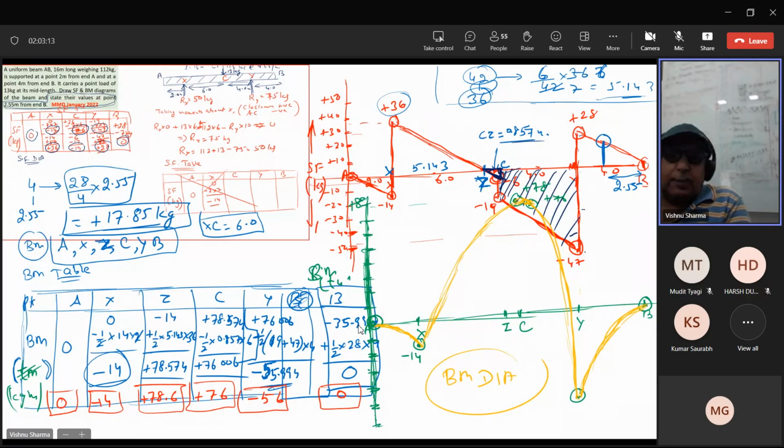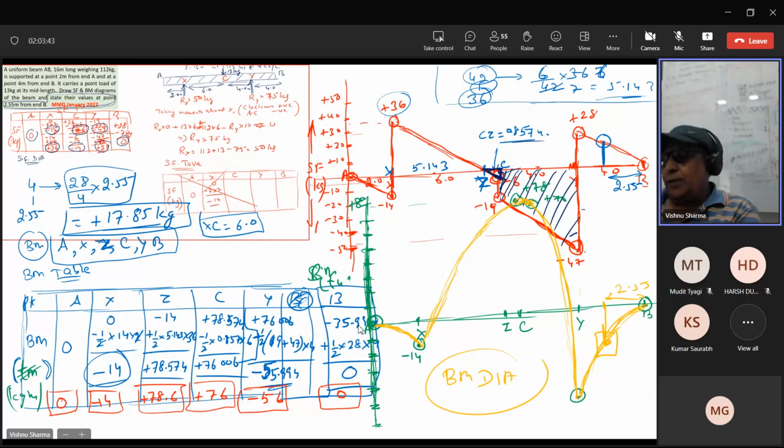Now, guys, anybody who's still doing the BM diagram, let me know. It's okay, sir. Now, the last part is BM at 2.55 meters from end B. That means 2.55 meters from here. We are talking of this value. One is you can read from the graph. Again, there'll be a lot of errors. Second is you can look at the graph at this point, 2.55 meters from end B.